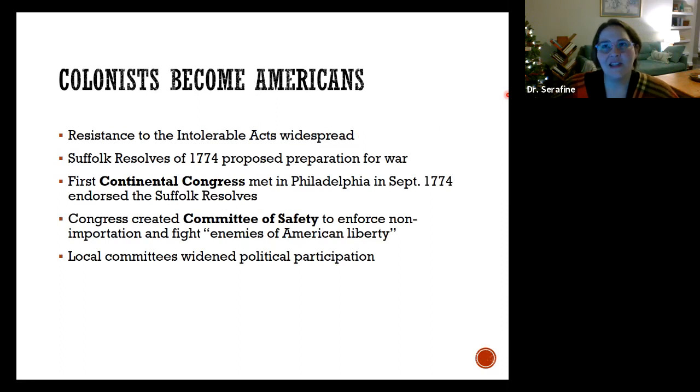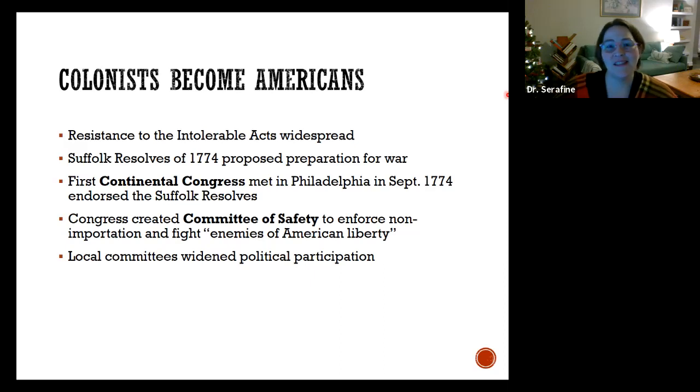And they begin to distance themselves from ideas of English liberties. These English liberties aren't cutting it. The English don't acknowledge our English liberties. Maybe it's because they're not English liberties at all. The First Continental Congress met in Philadelphia in 1774 and endorsed the Suffolk Resolves that we need to start preparing to go to war with England.